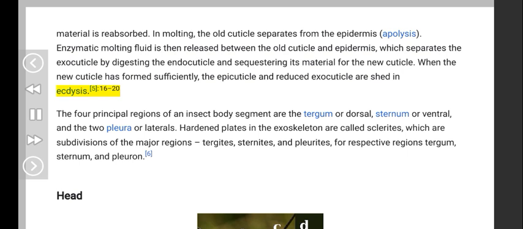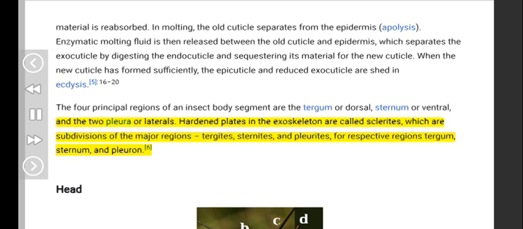The major regions of an insect body segment are the tergum or dorsal, sternum or ventral, and the two pleura or laterals. Hardened plates of the exoskeleton are called sclerites, which are subdivisions of the major regions: tergites, sternites, and pleurites, for the respective regions tergum, sternum, and pleuron.